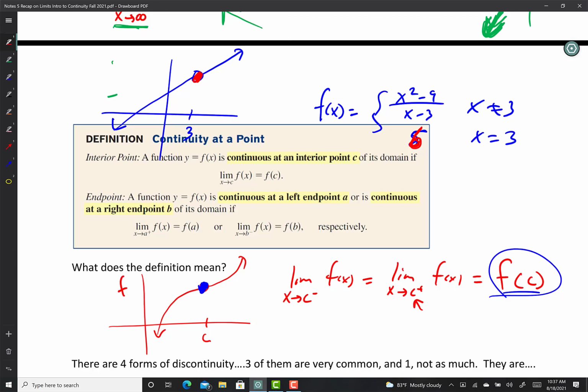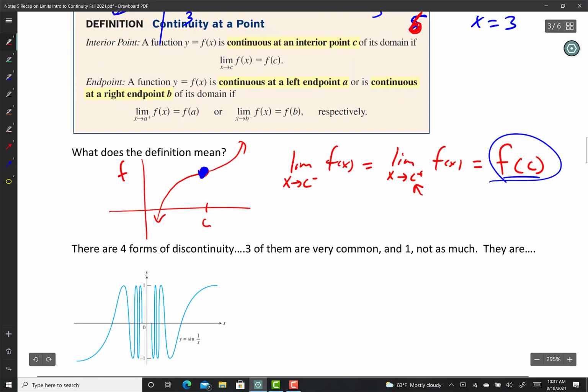Does that make sense, guys? Well, if it's not the same, that means the limits don't even... Basically, they're just saying you can't have a vertical asymptote, hole, or jump discontinuity, pretty much. Cool or not cool? All right.